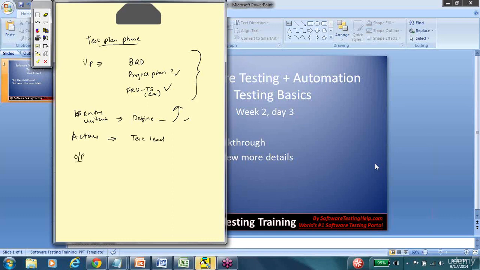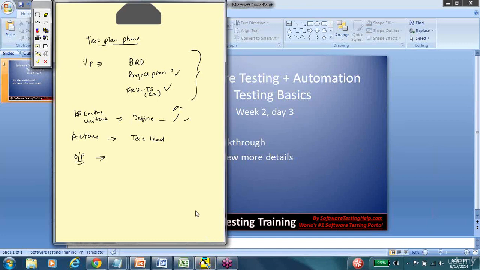And what is the output? When do you say you're done with this phase? Usually there is no end to a test plan activity. When we say that the test plan is done, when do you say it's done? When you are satisfied with its outcome, when you know that you have included as much information as you can into the test plan, that is probably when you say you're done with it.